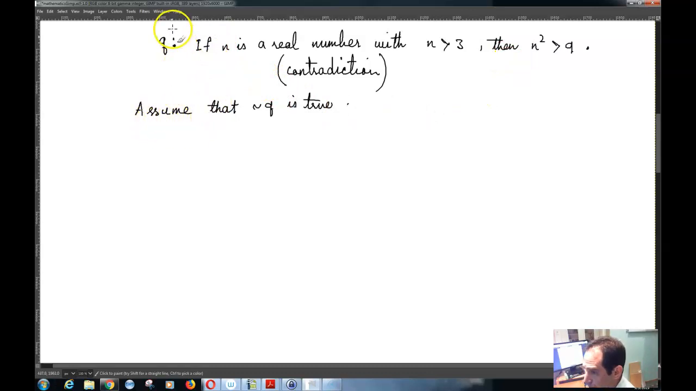Okay. So then basically not Q would be if n is a real number and n is greater than 3, then n squared is less than 9. That's the statement that we have. We want to prove this.